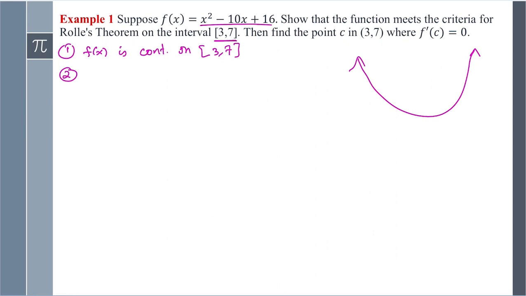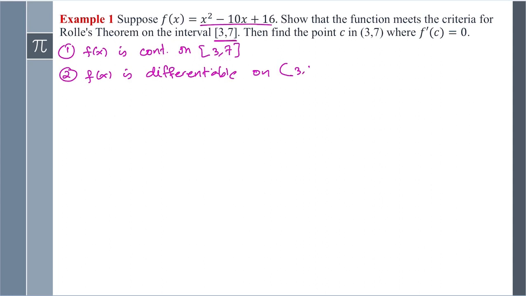Okay, so that means it is differentiable. So f of x is differentiable on the open interval (3, 7). And the third condition that we need to check is f of a equals f of b. So here a is 3 and b is 7.